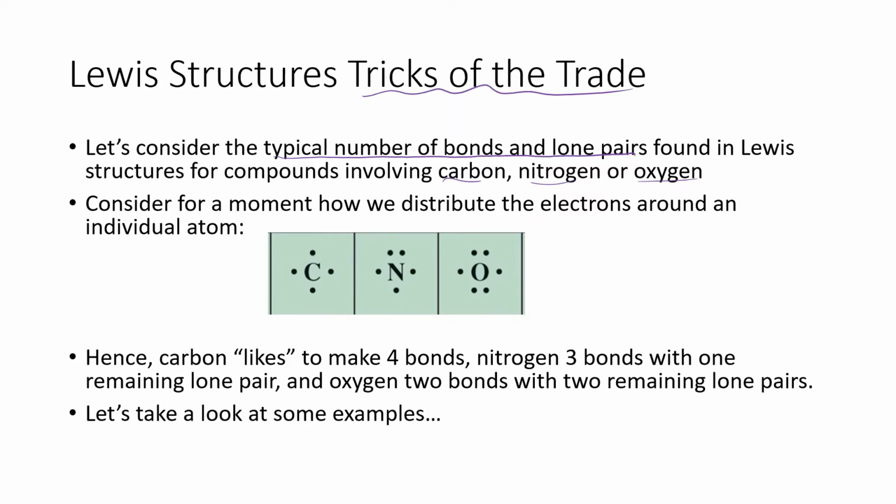So in order to explain this idea of a typical number of bonds and a typical number of lone pairs, I want you to think about how we distribute electrons around each of these atoms, each of these elements, and that will help you make sense of the fact that carbon tends to make 4 bonds and have no lone pairs. Nitrogen, on the other hand, tends to make 3 bonds and have 1 lone pair.